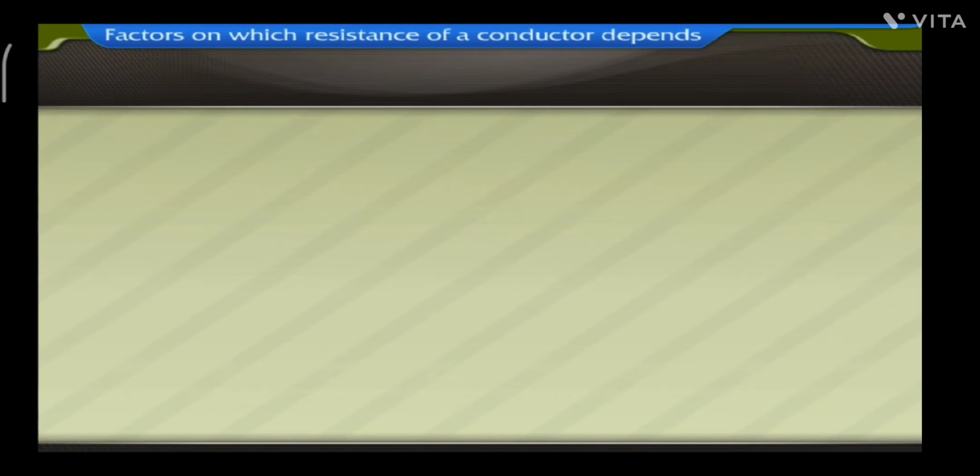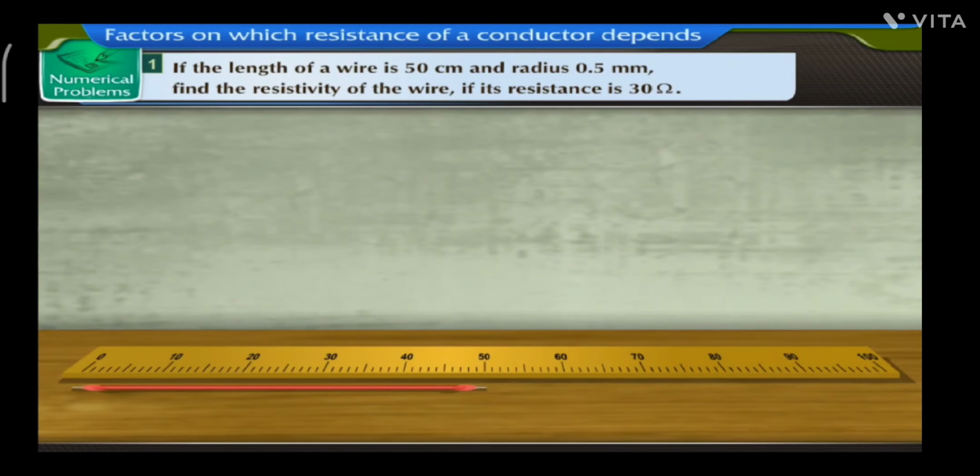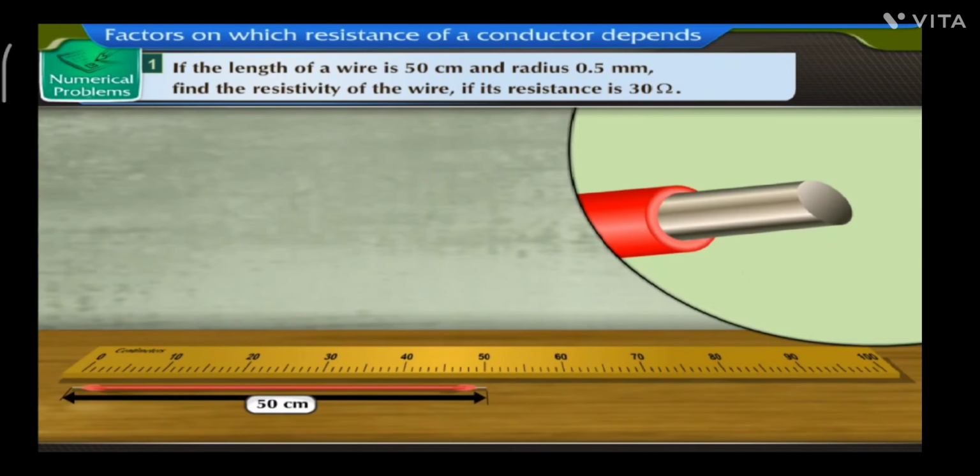Let us now solve a numerical problem based on the topic we discussed. If the length of a wire is 50 centimeters and radius is 0.5 millimeter, find the resistivity of the wire if its resistance is 30 ohm.